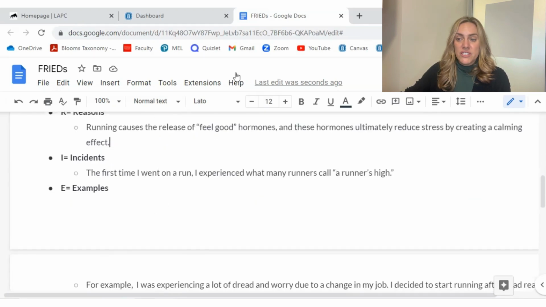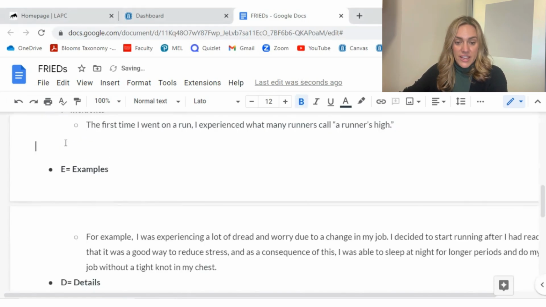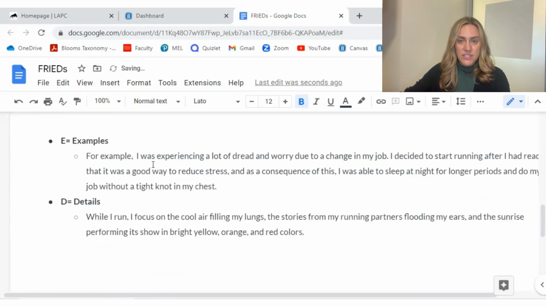Or maybe you want to use an incident. An incident kind of describes something that happens, okay? So here I say, the first time I went on a run, I experienced what many runners call a runner's high. And this can help support my idea about running causing stress release. Another, the E stands for examples. Examples I think are great, especially when you can pull from your own life.